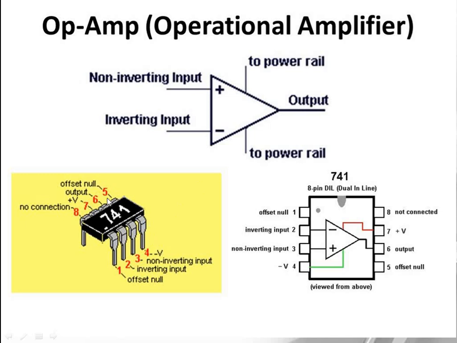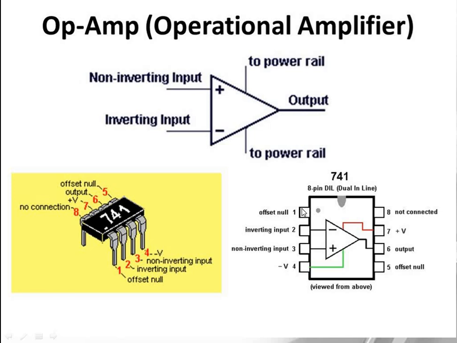And this is the IC diagram and this is the top view of pin details. So this is the 8-pin IC. The first pin, starting from the reference point, is an offset null pin. Second pin inverting input, third non-inverting input, fourth minus VEE, fifth pin offset null, sixth output pin, seventh pin is positive voltage, eighth pin is a void pin, not connected. Okay. And the first pin and fifth pin, these two are the offset null pins. It is to reduce the offset voltages.